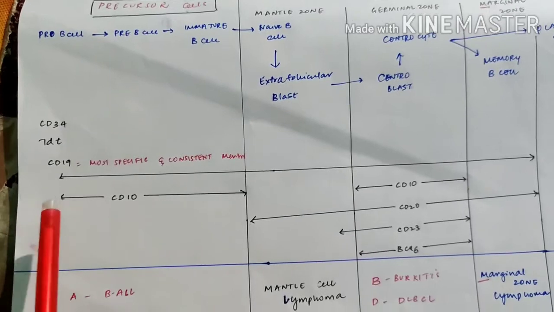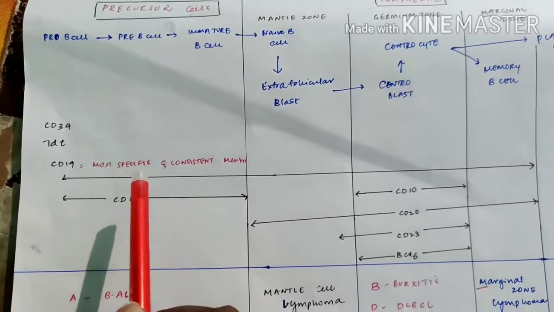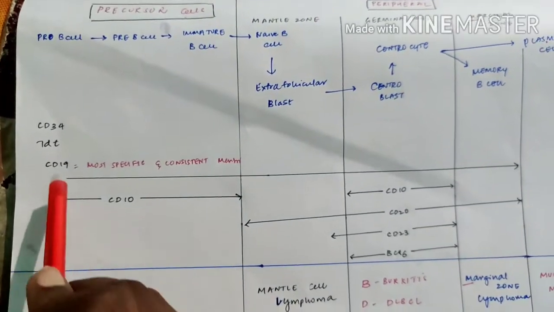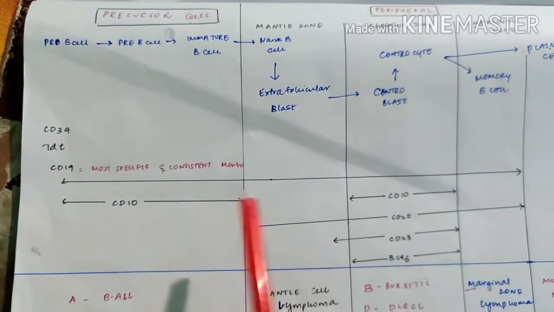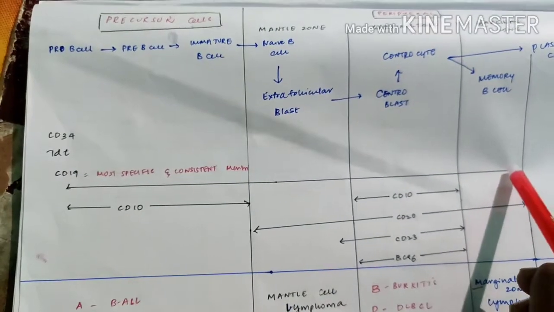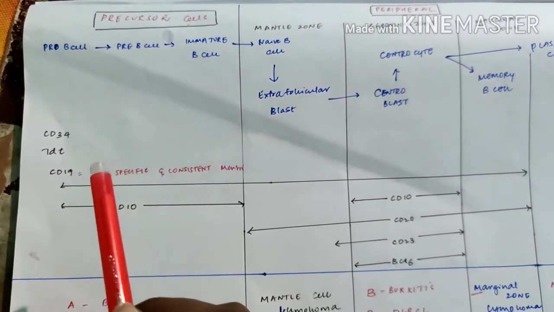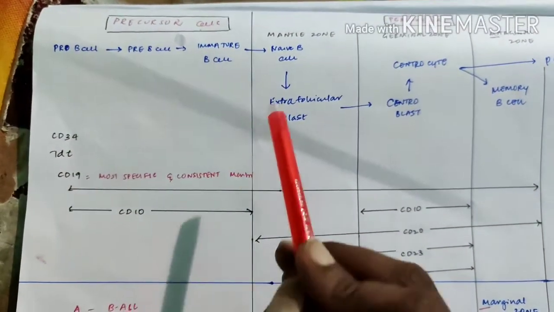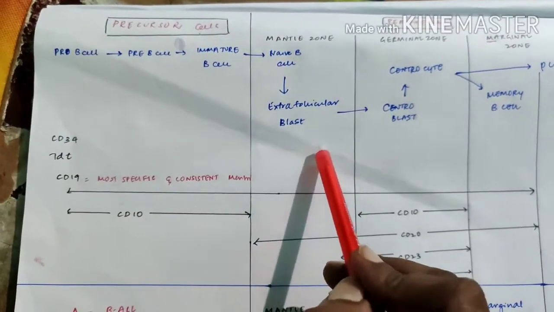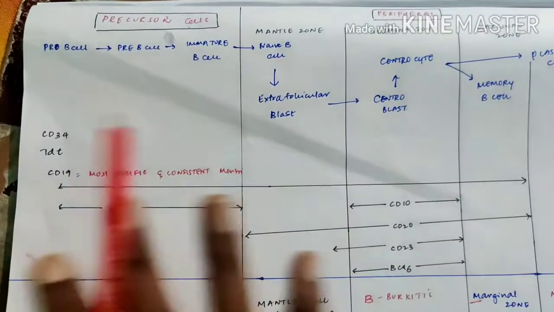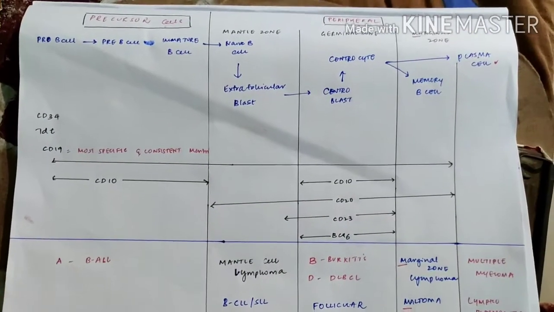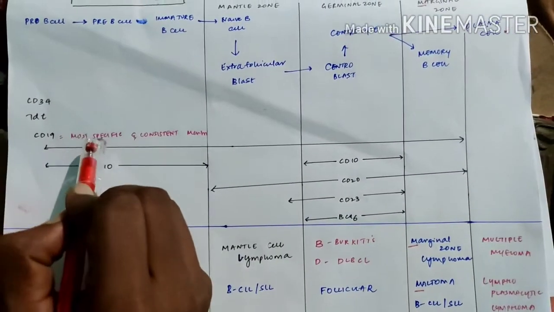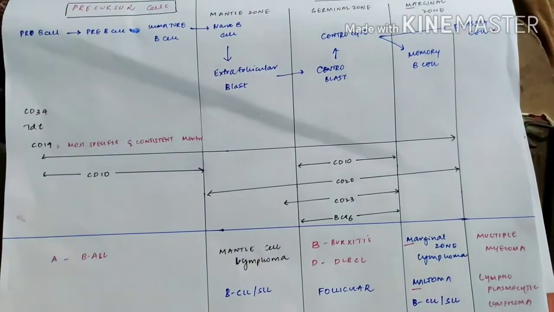Now the CD19 is the most specific and consistent marker of B cells. It is expressed in all B cells. It is the most consistent marker and the most specific marker for B cells. Remember like this: B cells means CD19, CD20, CD21. These are the general markers. Remember, the reverse of B is 9. So CD19 is the marker of B cells.